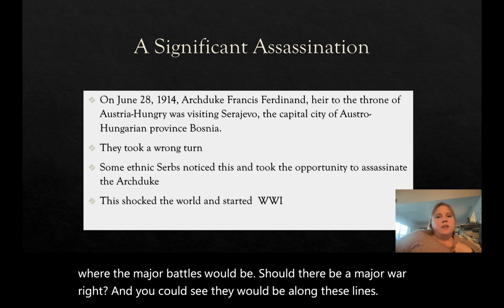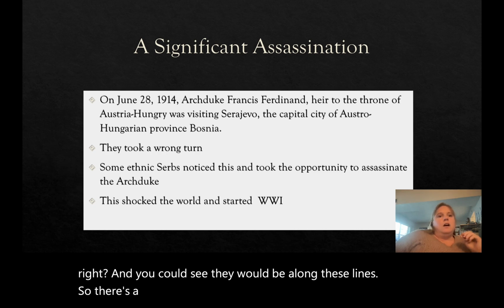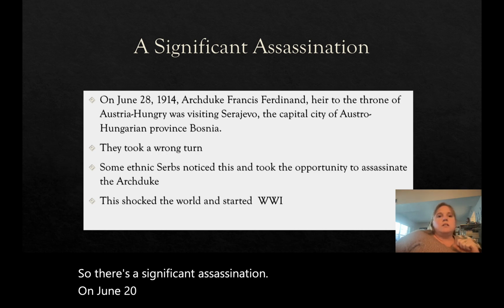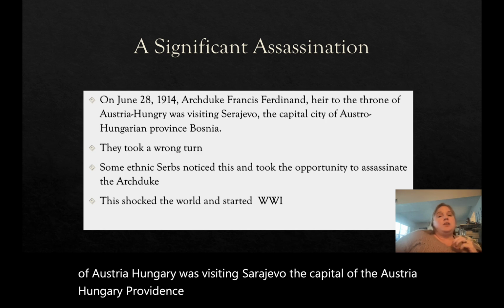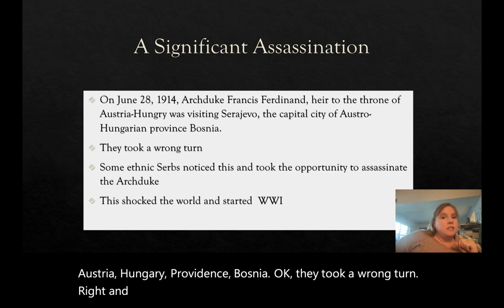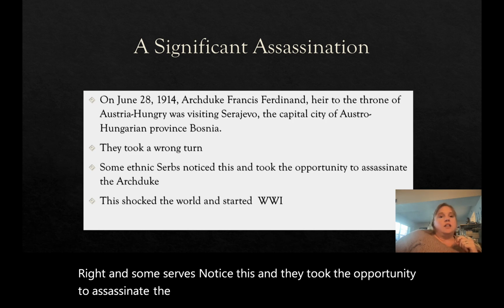So there's a significant assassination. On June 28, 1914, Archduke Franz Ferdinand, the heir to the throne of Austria-Hungary, was visiting Sarajevo, the capital of the Austria-Hungary province, Bosnia. They took a wrong turn, right? And some ethnic Serbs noticed this, and they took the opportunity to assassinate the Duke. And it shocked the world, and it started World War I.